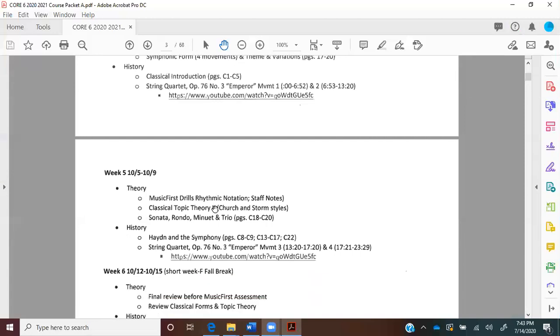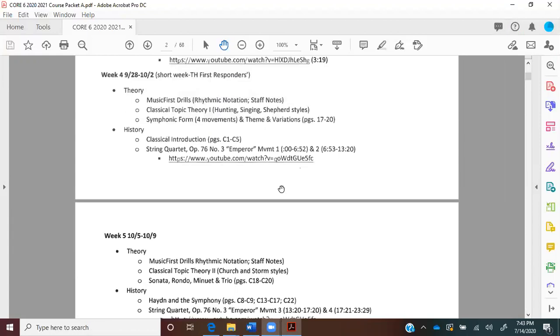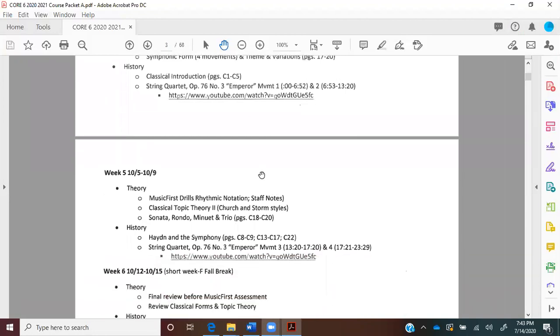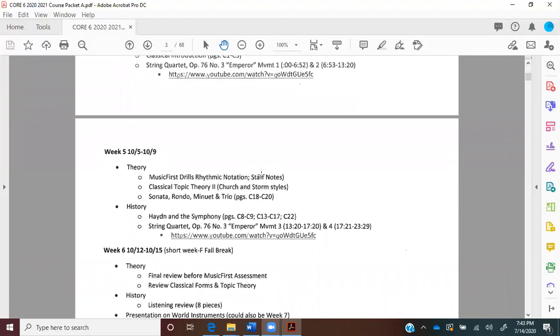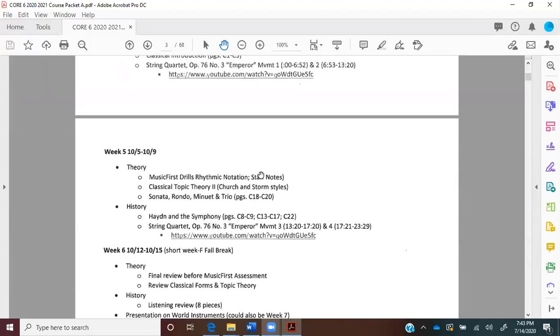This week, we are going to be talking about the church and storm styles, which are both easy enough to notice. Haydn and the Symphony as well. And then for our listening lab, we have movements 3 and 4 of the Emperor String Quartet. Hopefully you remember what we talked about from movements 1 and 2. We had kind of a heavy week last week, and this is going to be sort of the end before we start getting ready for the quarterfinal.